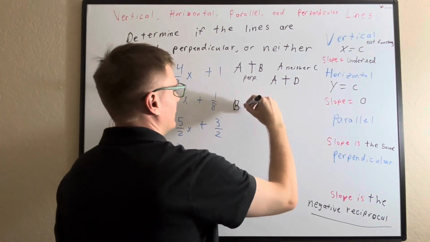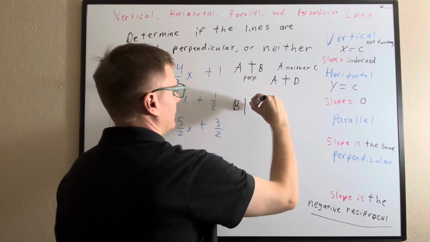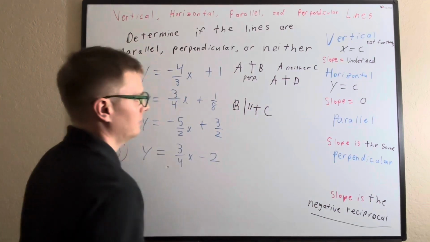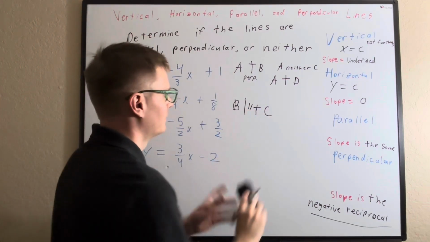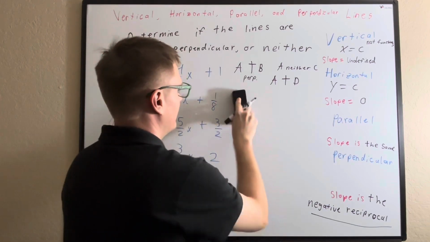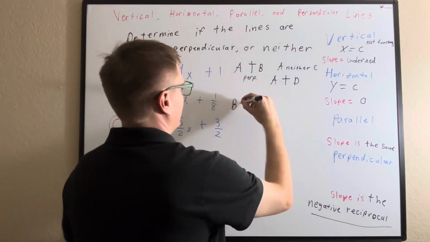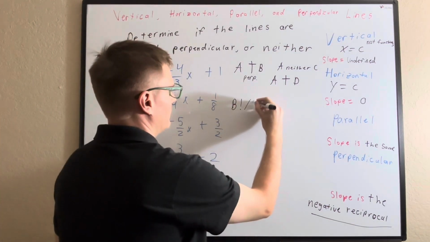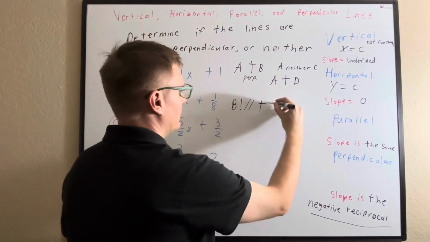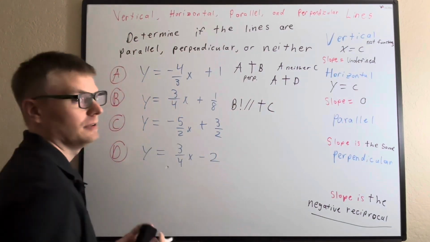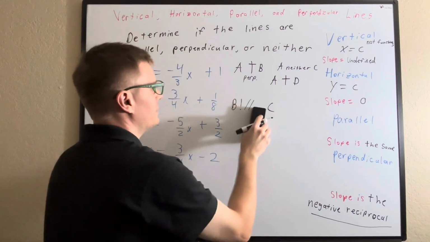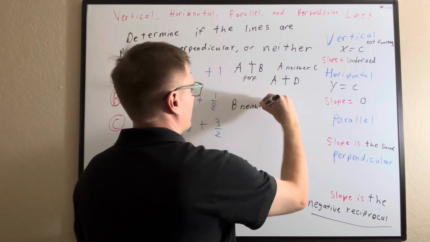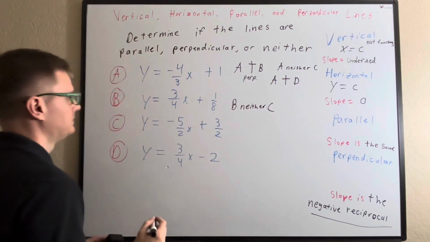B is not parallel, perpendicular to C. I don't know. Usually, actually, it would be an exclamation point for "is not." And maybe this would be a parallel symbol, and this could be the perpendicular symbol to C. Maybe you could use those symbols to demonstrate that B is neither parallel nor perpendicular to C. What about B and D?